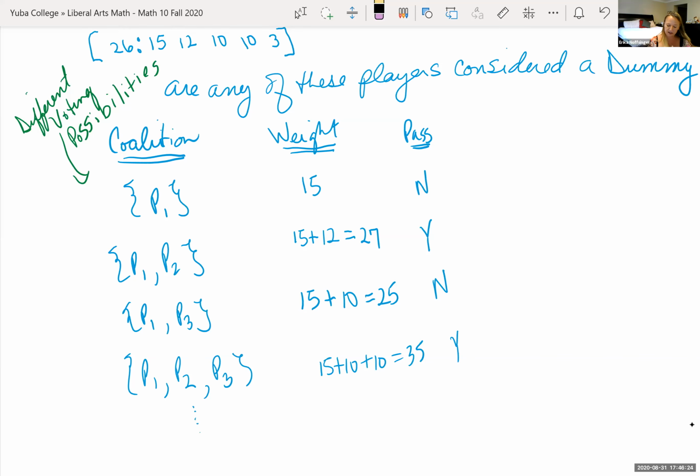Okay, so kind of falling in that order. Well, let's see. Wouldn't it be 15 plus 12 plus 10? Yeah, you're right. 15 plus 12 plus 10. Player 2 has 10 votes. And that gives us 37.